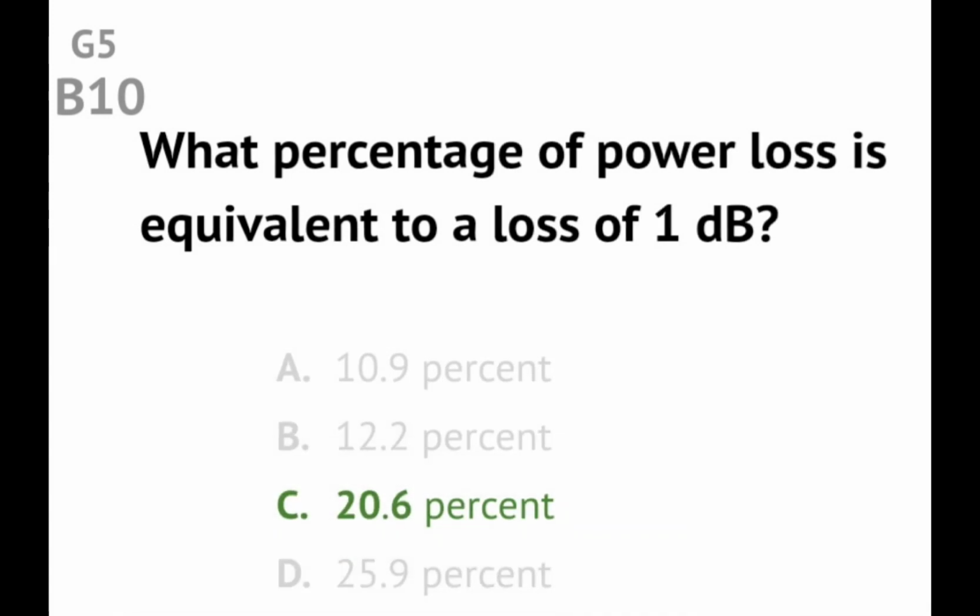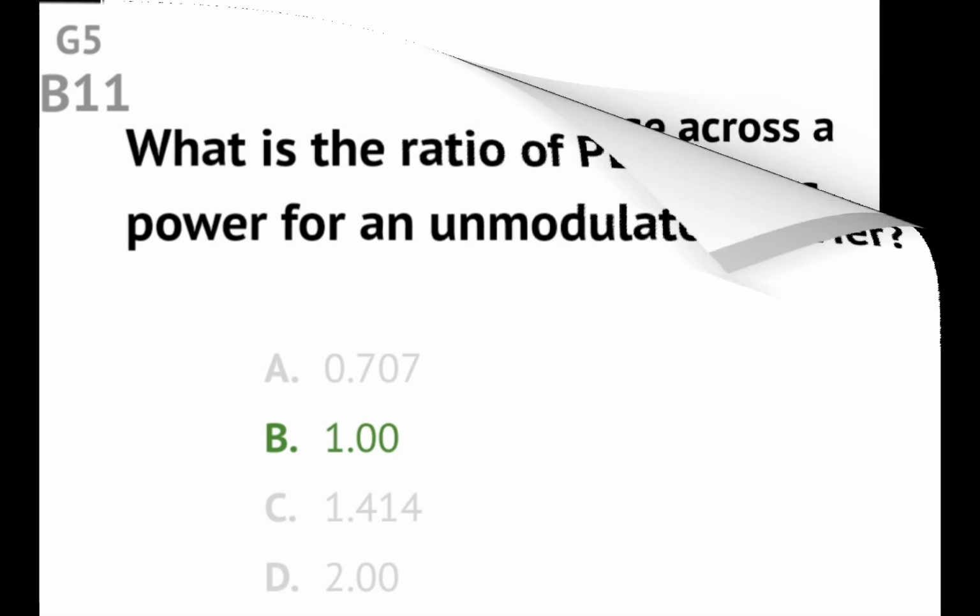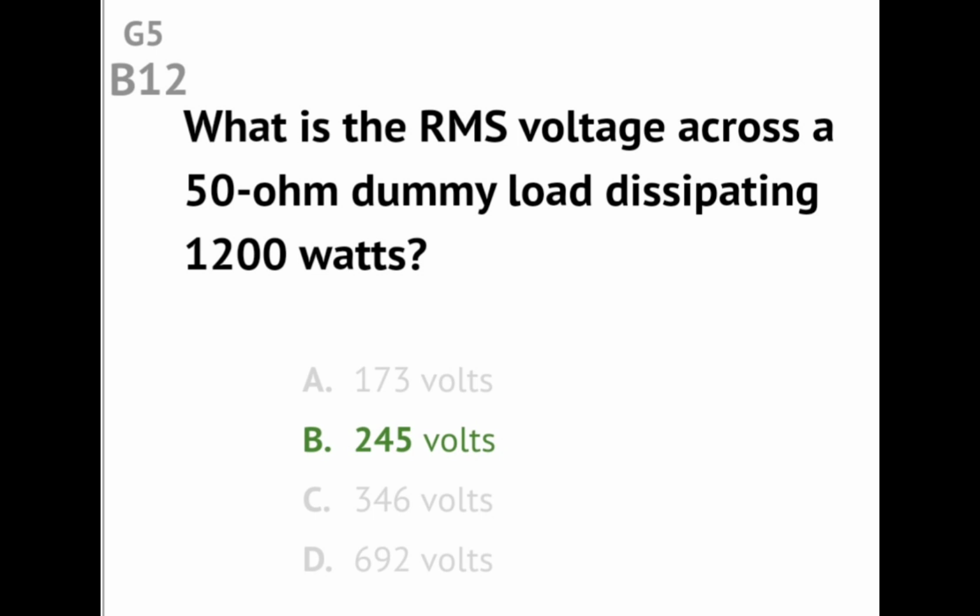Question G5B10. What percentage of power loss is equivalent to a loss of 1 decibel? Answer: 20.6%. Question G5B11. What is the ratio of PEP to average power for an unmodulated carrier? Answer: 1. Question G5B12. What is the RMS voltage across a 50 ohm dummy load dissipating 1200 watts? Answer: 245 volts.